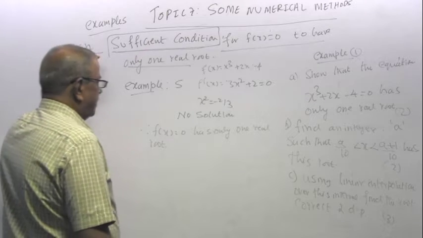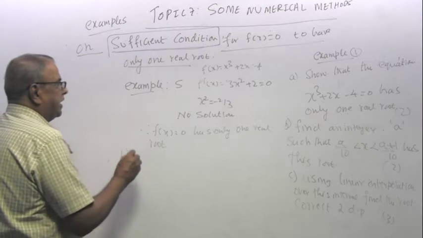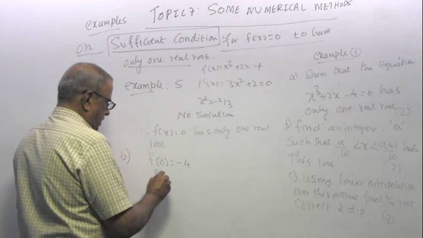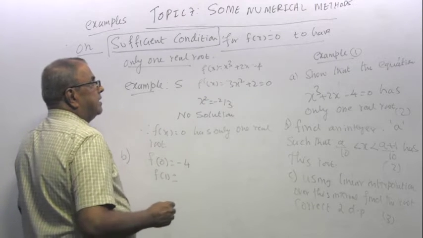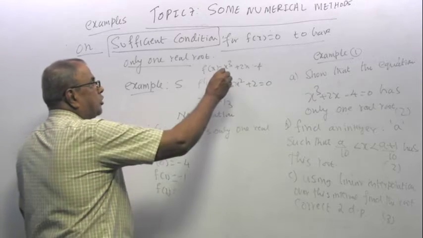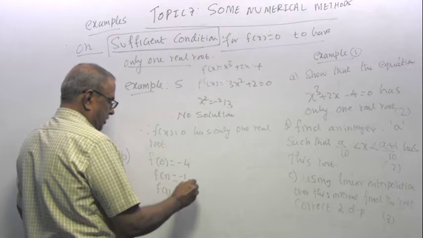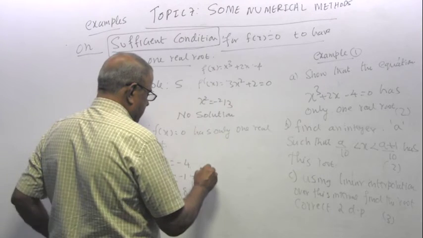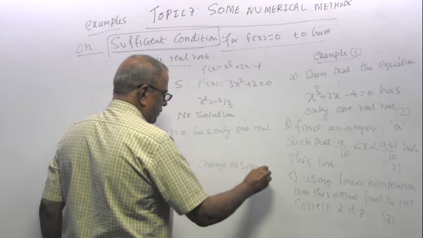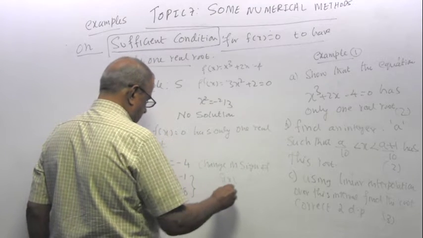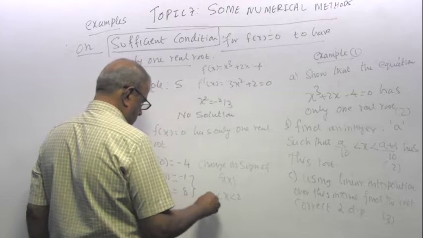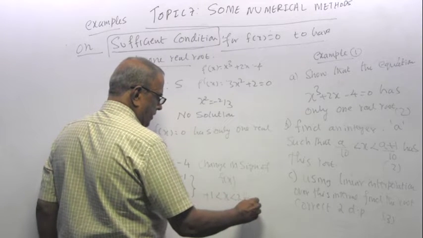Very good. Now part B says I need to find an integer. What is f of 0? Minus 4. What is f of 1? 1 plus 2, 3, minus 4 is minus 1. What is f of 2? 2 cube is 8, 8 plus 4, 12, 12 minus 4 is 8. You see, change in sign of f of x. So I know 1 less than x less than 2 has a root.